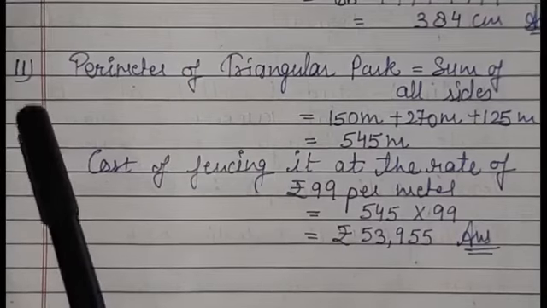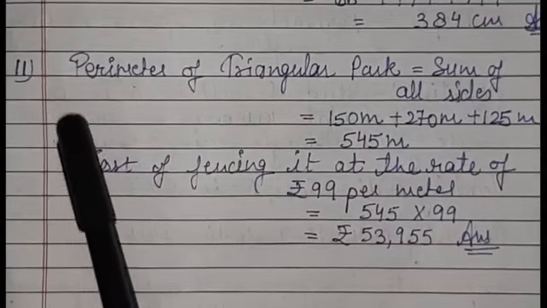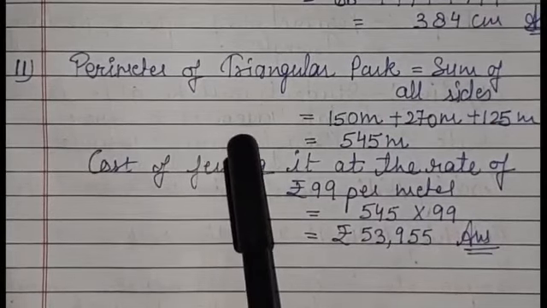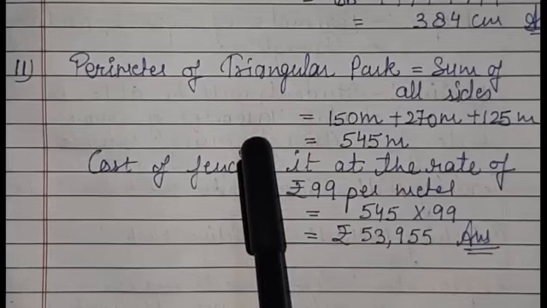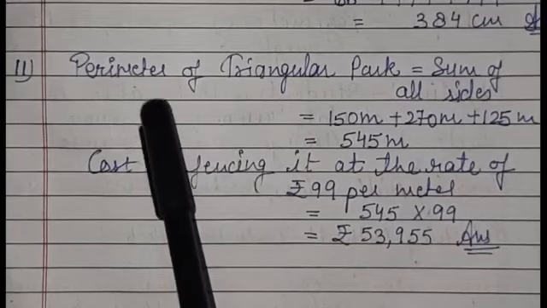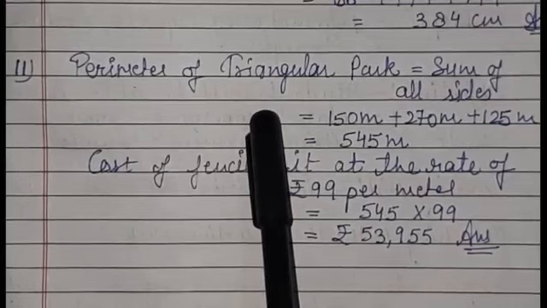Now come to sum number 11. Find the cost of fencing a triangular park with sides 150 meter, 270 meter and 125 meters at the rate of rupees 99 per meter. In that case, we have to calculate perimeter of triangular park. Why?